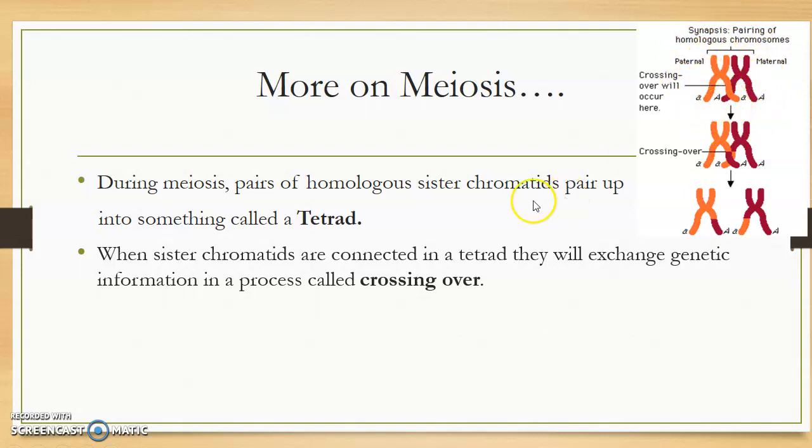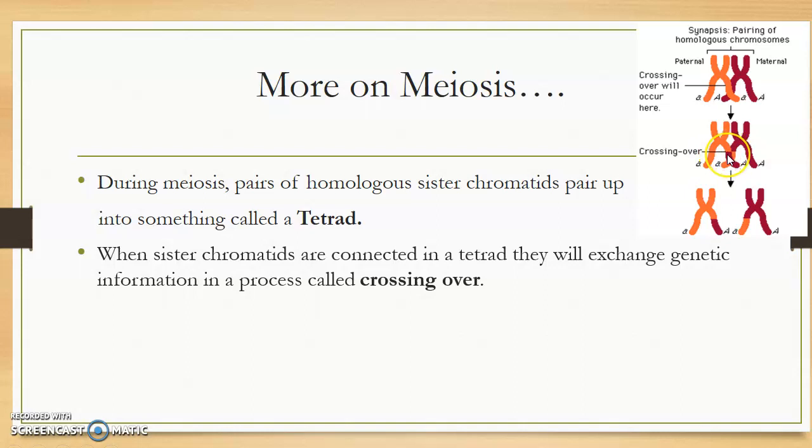Now, why is a tetrad so important? Well, the reason it's important is what you're seeing happening in the second part of this diagram. When these two chromosomes pair up with each other and form a tetrad, they're going to come into contact with each other. And when they do that, something happens called crossing over.